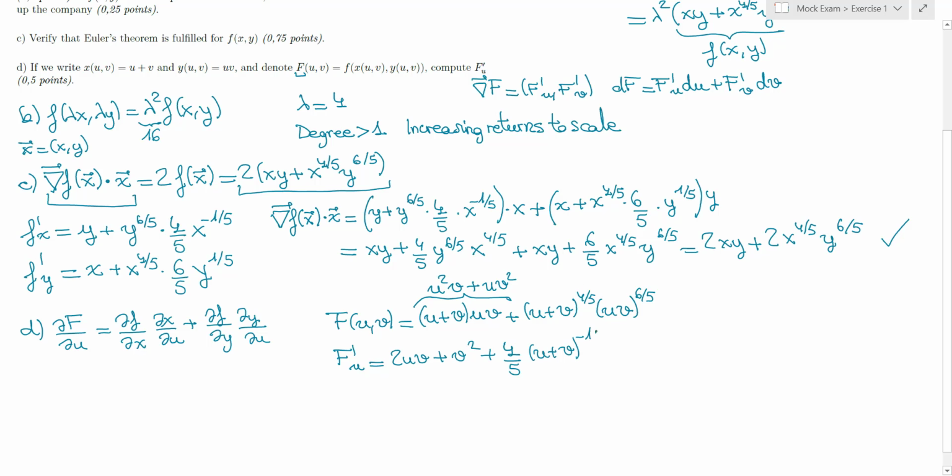We lower 1 unit, so this gives us minus 1/5 times the second term plus the first term without deriving it times the derivative of this quantity, which is 6/5 of uv to the 1/5. We are lowering by 1 unit, but then also the derivative with respect to u of the interior, which is v. We can simplify a little bit maybe, but in this case there's no apparent huge simplification, so we can leave it as it is.